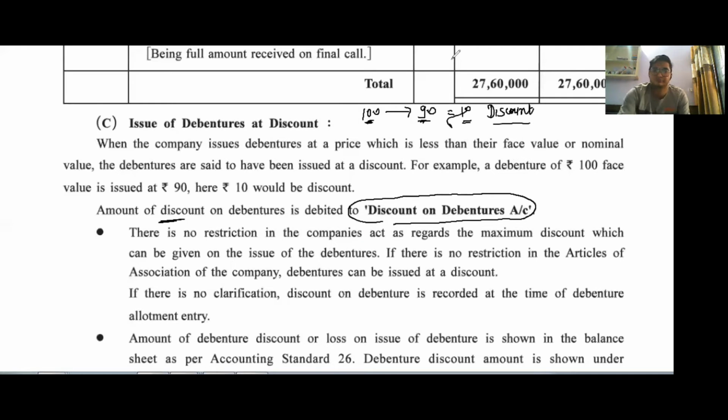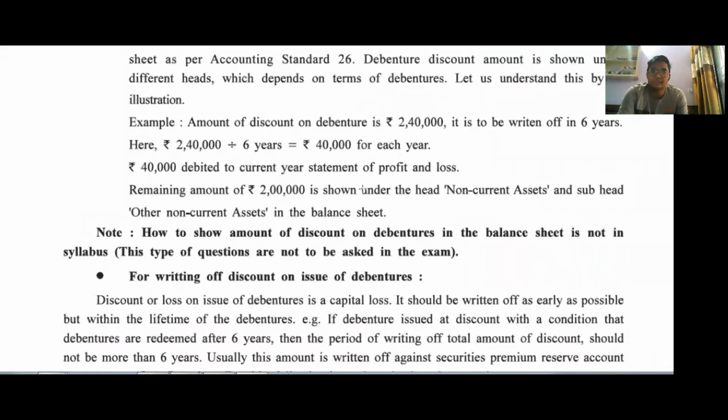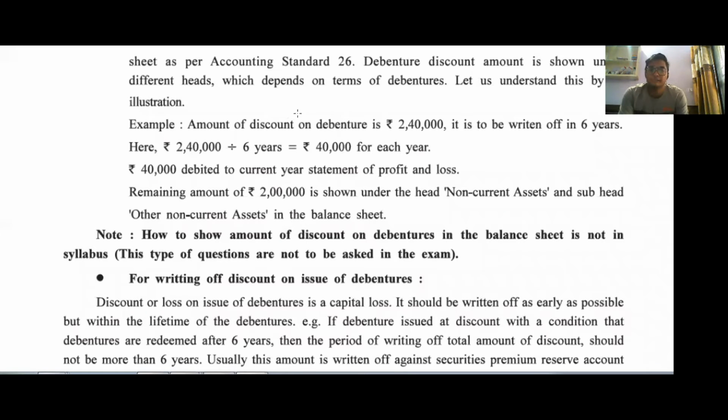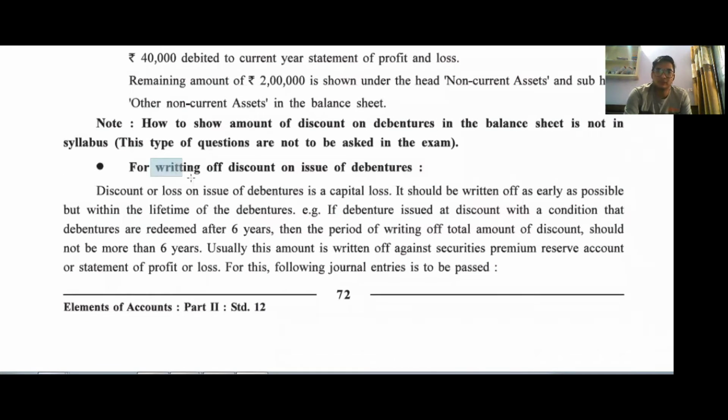Okay, and this discount on debenture account is a part of preliminary expense. Okay, so debenture discount is a part of preliminary expense in the balance sheet. So it is called fictitious assets. Next one, this discount on issue of debenture we have to write off.